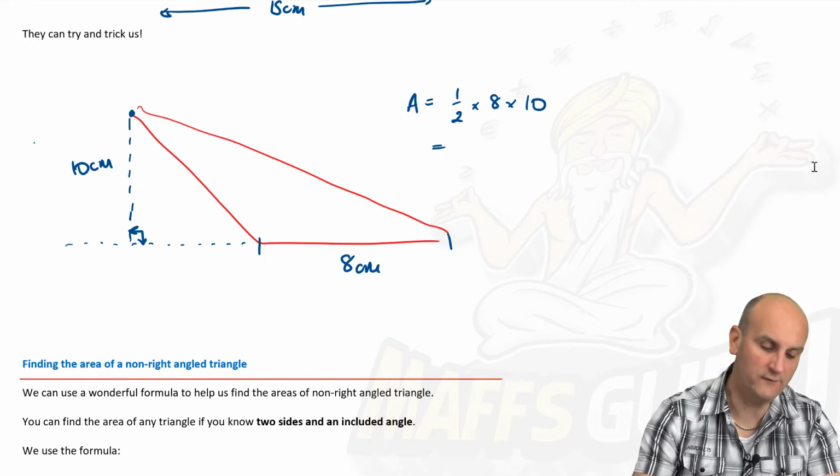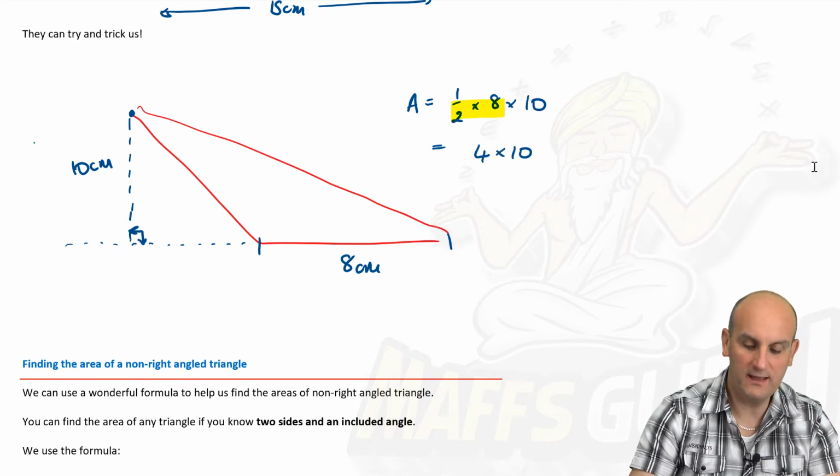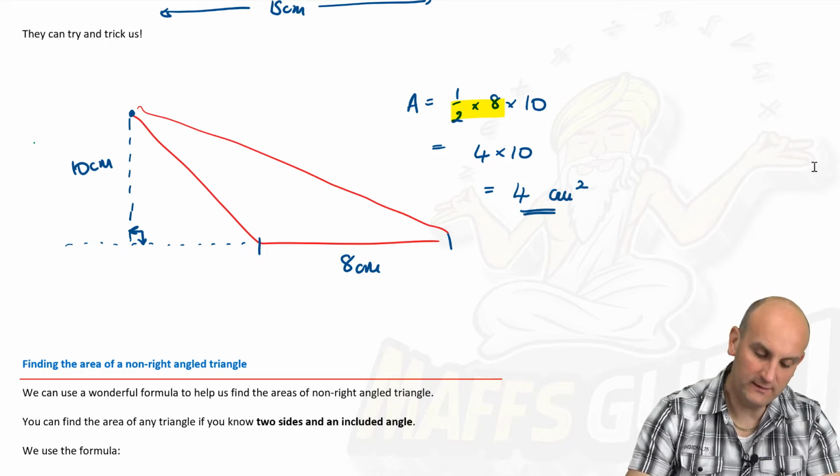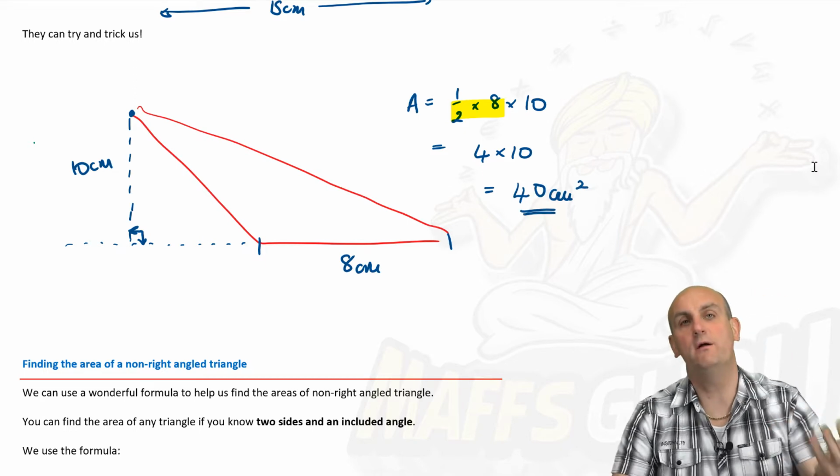Again, I can do a half times 8, which gives me 4. Multiply that by 10, which gives me 40 centimeters squared. Okay, that looks like 46. So let's make that look like 40 and move on. All right, so that was that.